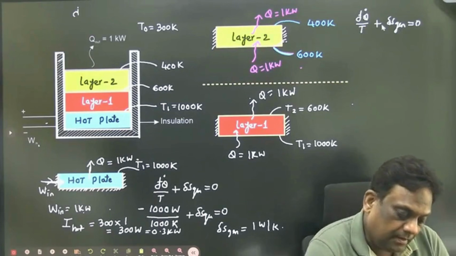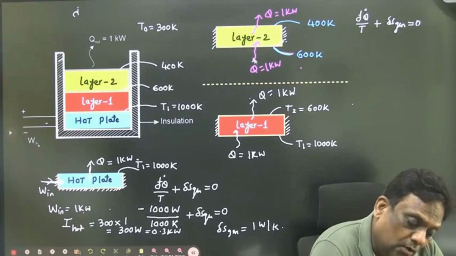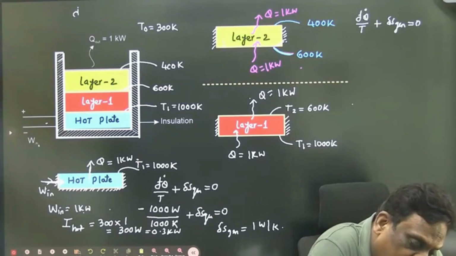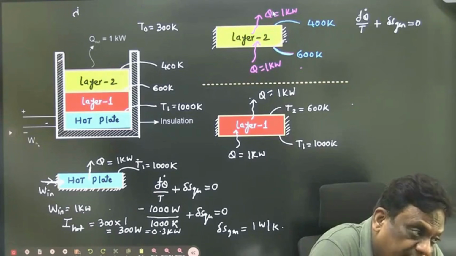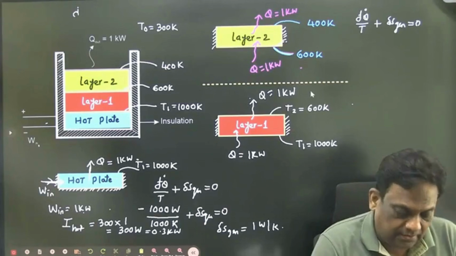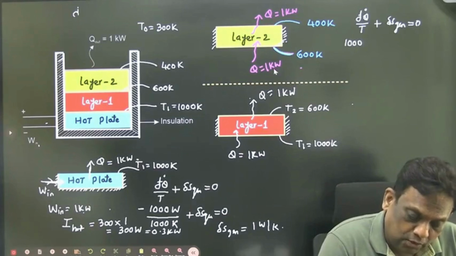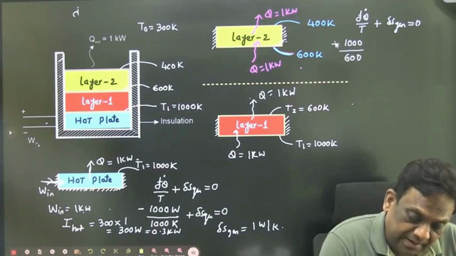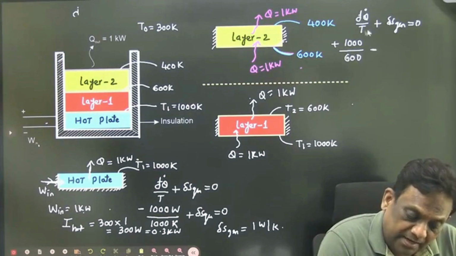Now look. But here there was only one transfer. Here there are two. At this temperature 600 it is entering. So whenever I am calculating for layer 2, for layer 2 entering is plus, for layer 2 leaving is minus. So 1000, because I am converting kilowatt to watt, at temperature 600 it will be plus. Why is it plus? Because it is entering. Now this is leaving.